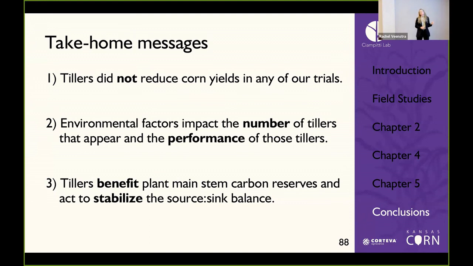So tillers did not reduce corn yields in any of our trials. This includes our 2021 sites, which I did not present because our first chapter was over just 2019 to 2020, but 2021 held the same. The environmental factors that we've talked about impact both the number of tillers that we see and how well those tillers do for us, how much grain they're able to put on, how productive they are. Tillers can also benefit the carbon reserves of that main plant and can stabilize the source-sink balance that we talked about as well.